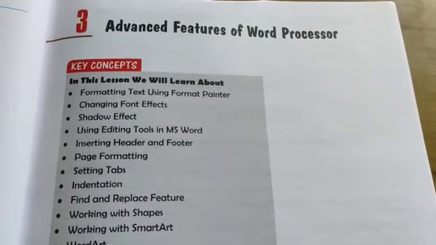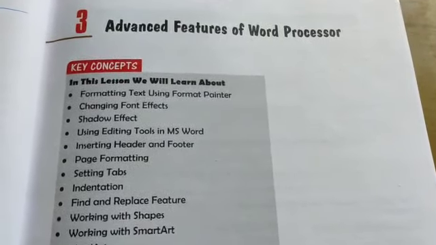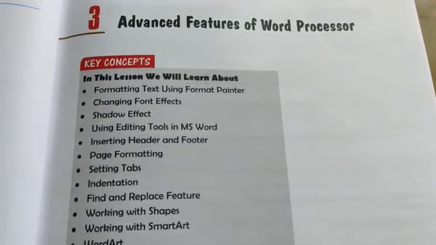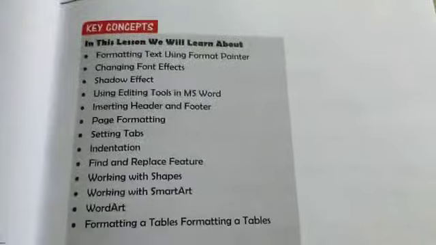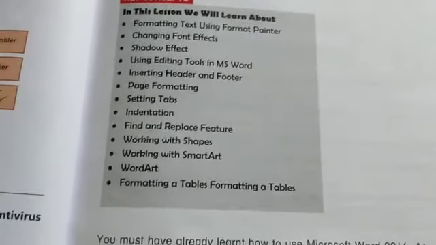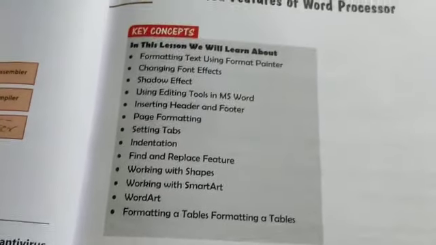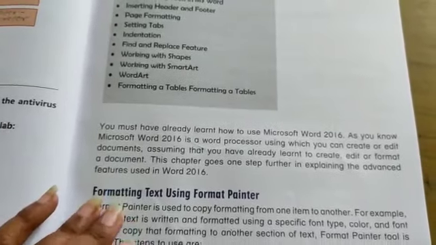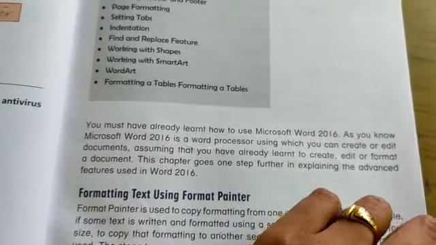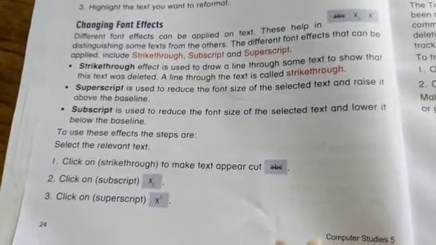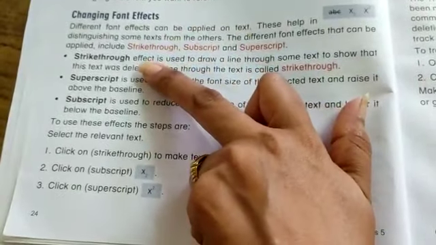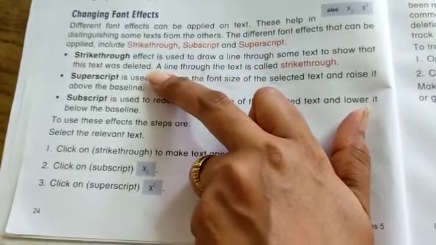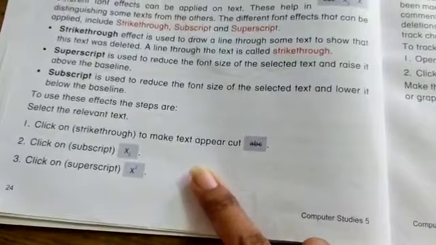Hello everyone. So we have already started with this chapter, that is chapter number 3, advanced features of word processor. These are the key concepts which I discussed with you in the last video. In that we completed the first topic, formatting text using Format Painter. Then in the second video I explained the changing font effects. These are 3: strike through, superscript and subscript. And how to use them is given here and I have already told you.